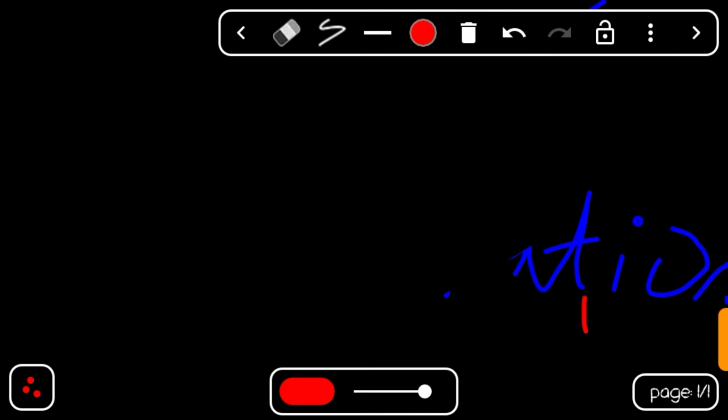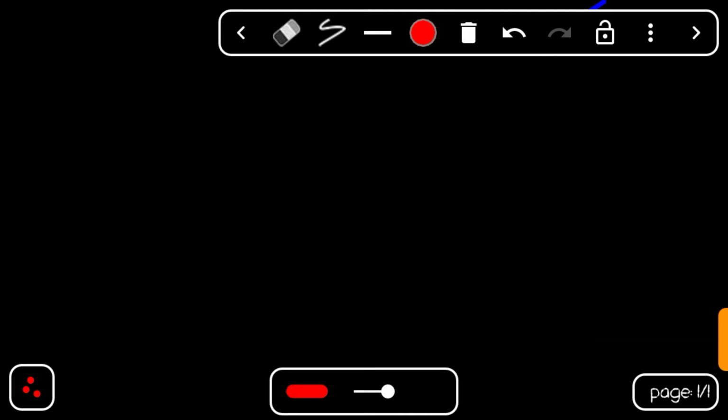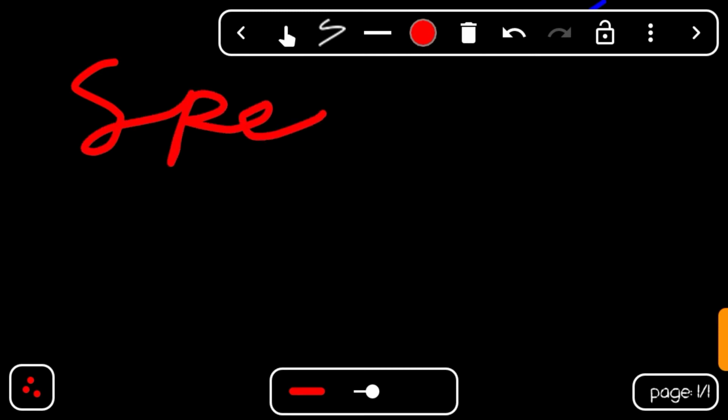Okay, let's dive straight into the topic. Terms used in describing motion. The first term we're going to be looking at is speed. What is speed? Speed can be defined as the rate at which an object covers a distance. Or speed can be defined as the time taken for an object to cover a distance.